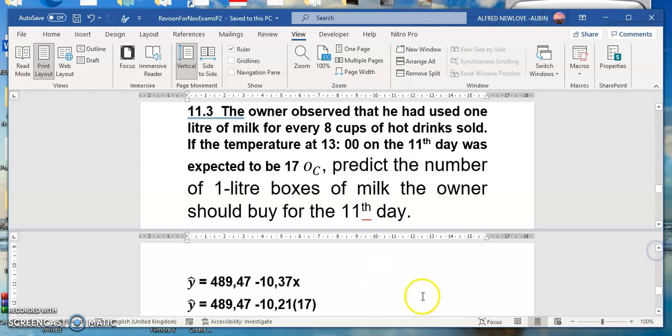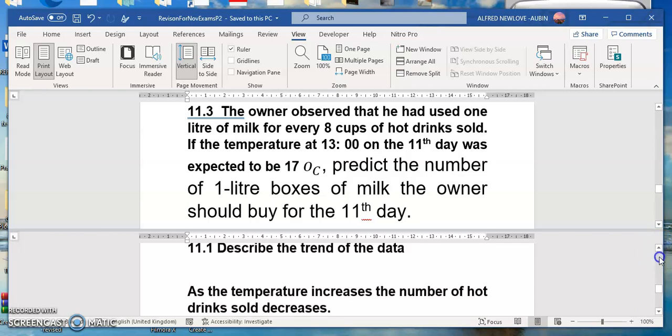Now, we are going to use the regression line, alright, because this is still talking about that. So we use the regression line. We know that this is the X and the whole of this is Y. Remember on the table I told you to write X and Y. Alright, so let's check the question. The owner observed that he had used 1 liter of milk for every 8 cups of hot drink sold. If the temperature at 1300 on the 11th day was expected to be 17 degrees Celsius. So this 17 is X. How? Let me show you.